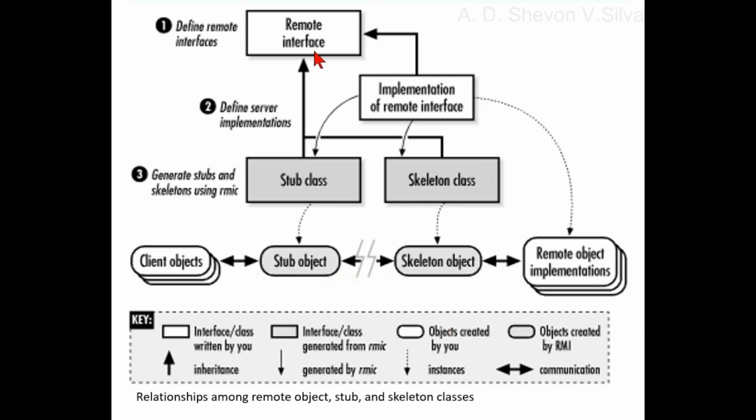Here the remote interface and the implementation of the remote interface are interfaces or classes written by you. Here the stub class and skeleton class are interfaces or classes generated from RMIC. Here client objects and remote object implementations are objects created by you, and here stub objects and skeleton objects are objects created by RMI.